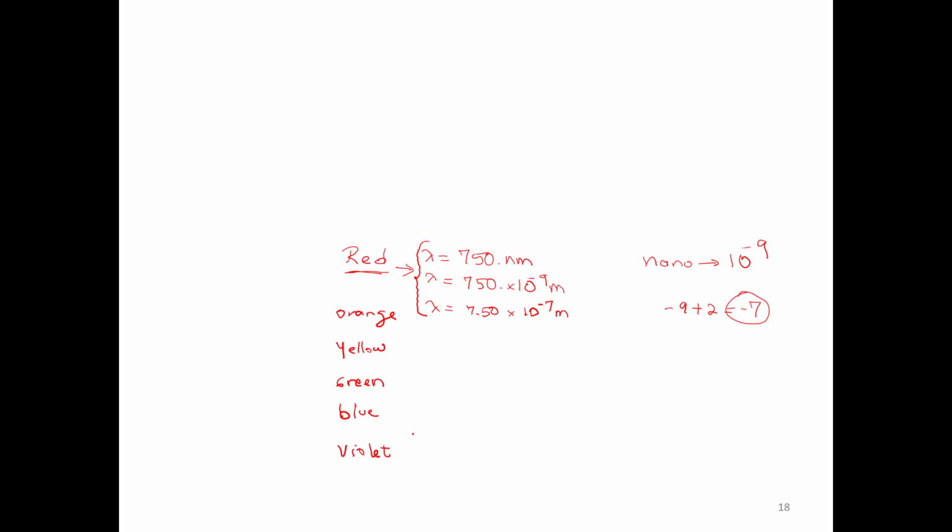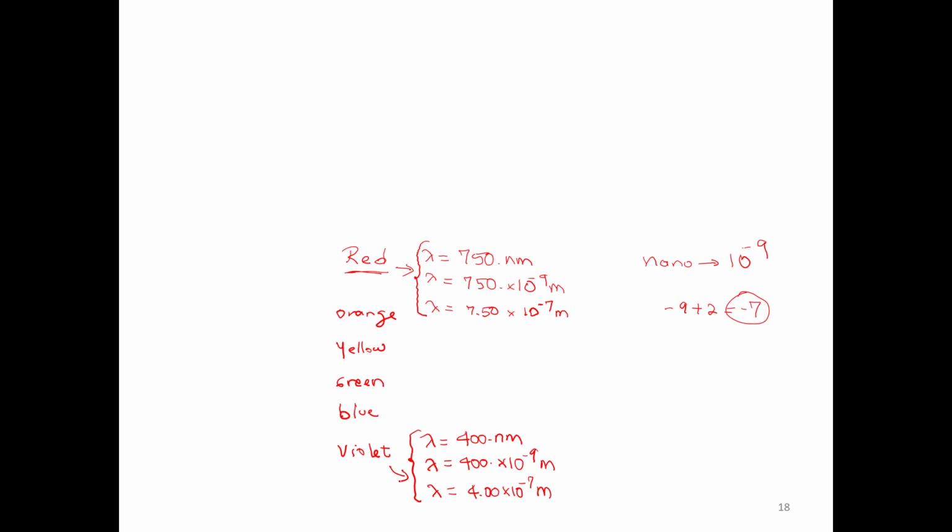Let's express the violet. Then the wavelength will be 400 nanometers. Then we can express this as 400 times 10 to the power minus 9 meters. Why? Because the prefix indicates 10 to the power minus 9. Or we can write this as 4.00 times 10 to the power minus 7 meters. And these are three different ways we can express the wavelength for violet.